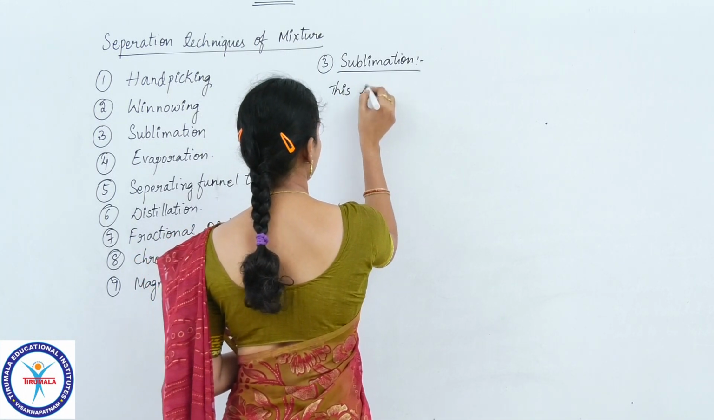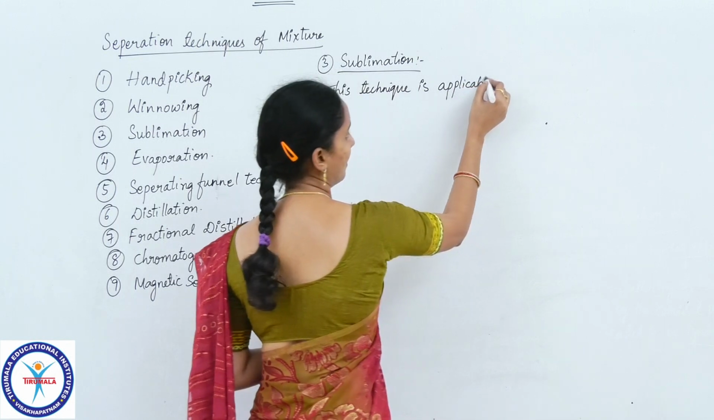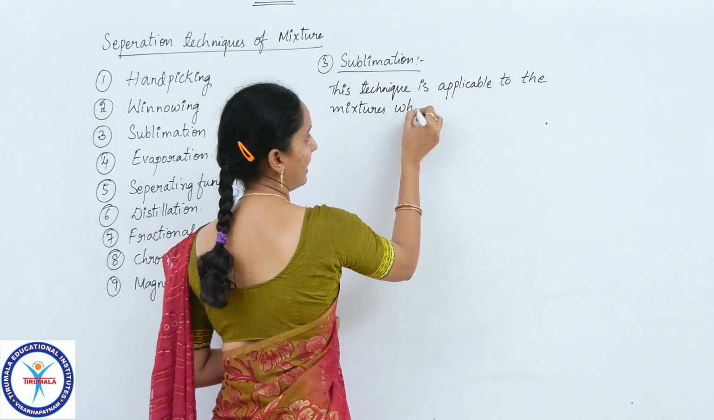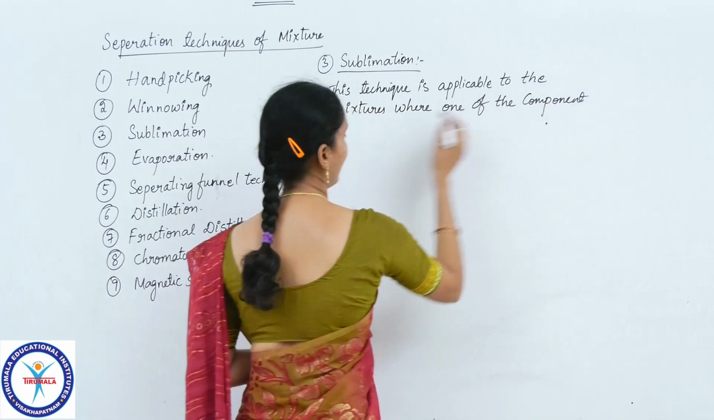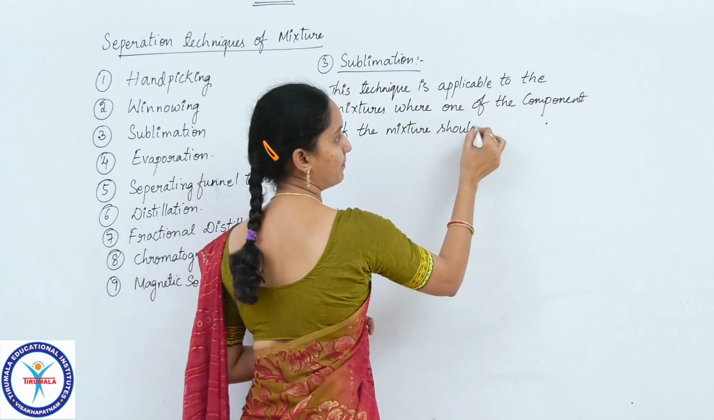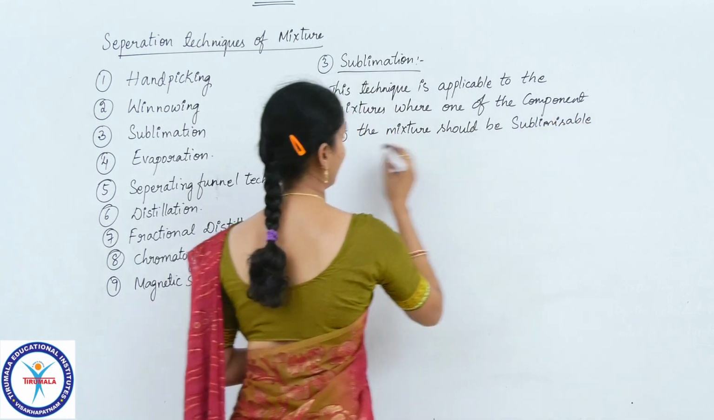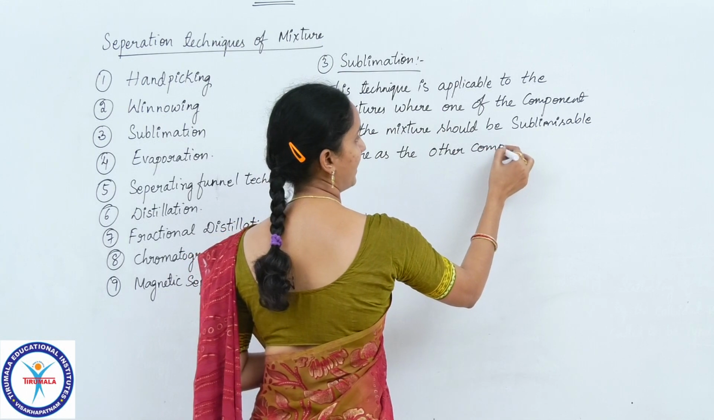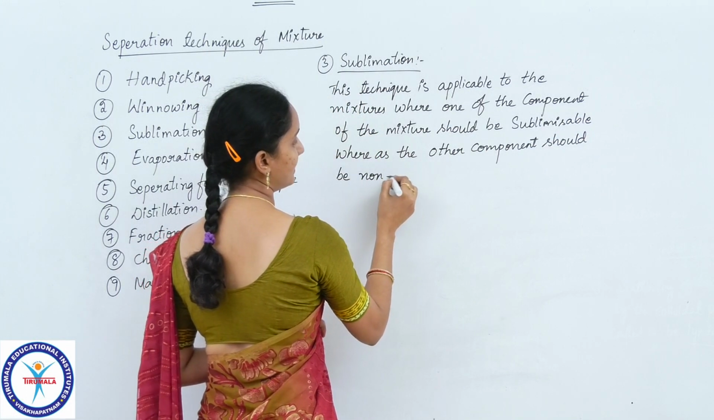So this technique is applicable to the mixtures where one of the components of the mixture should be sublimizable, whereas the other component should be non-sublimizable.